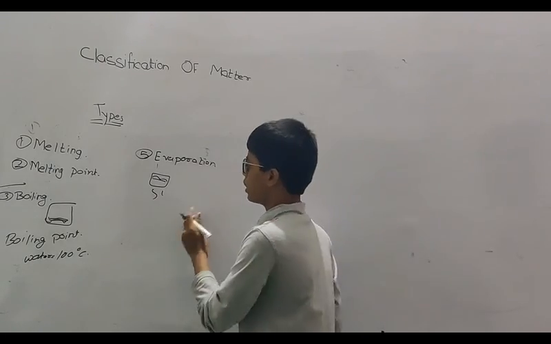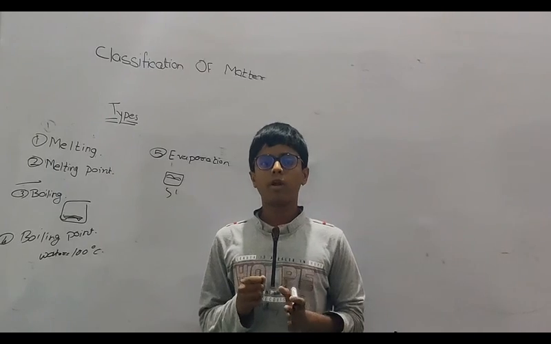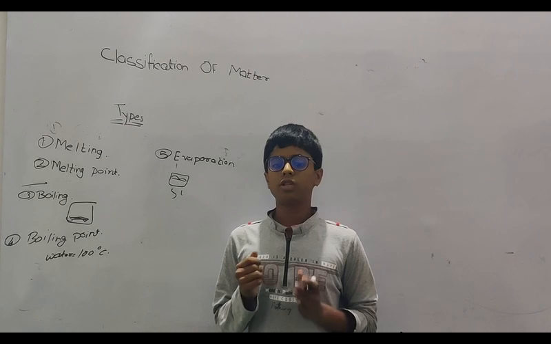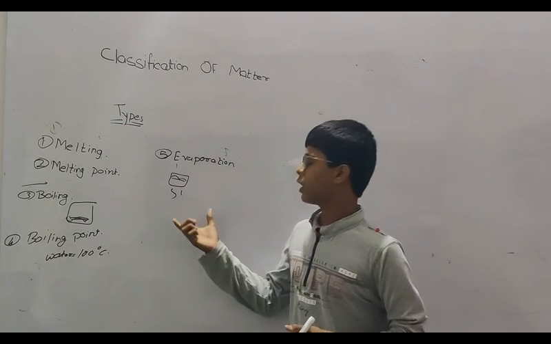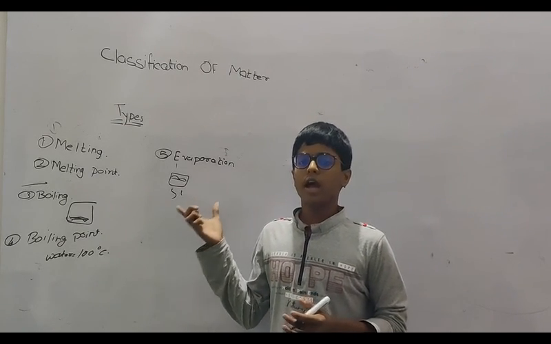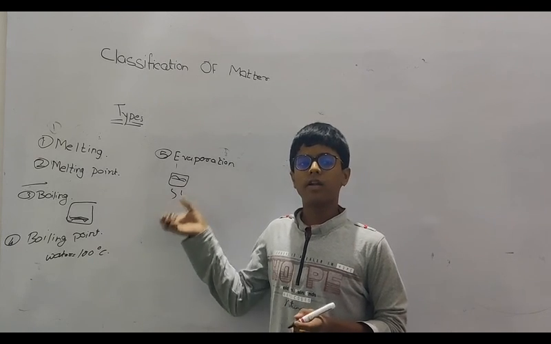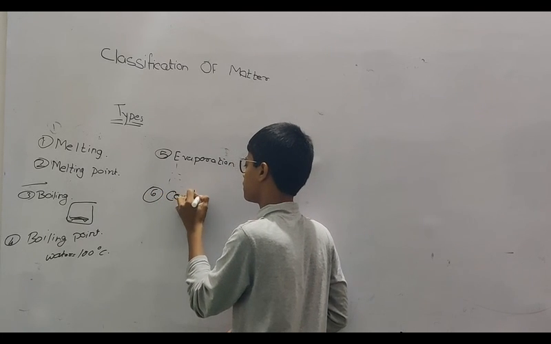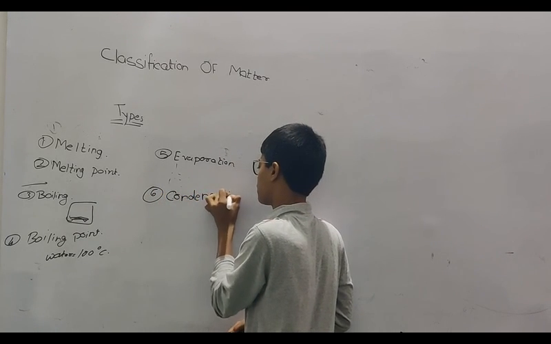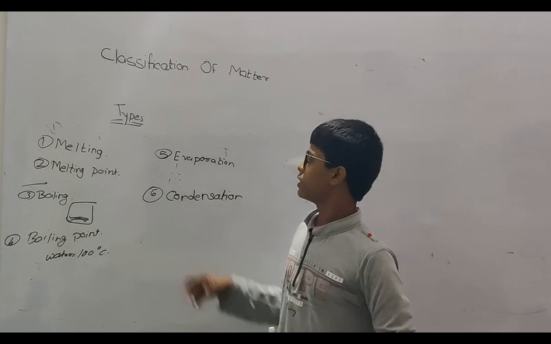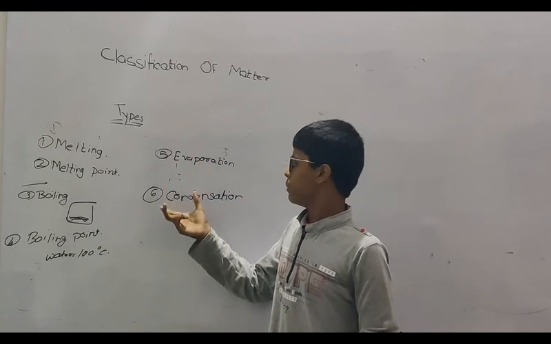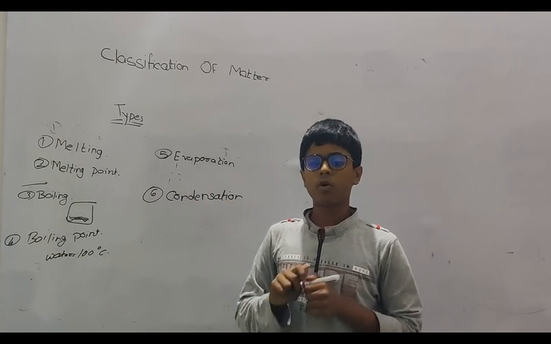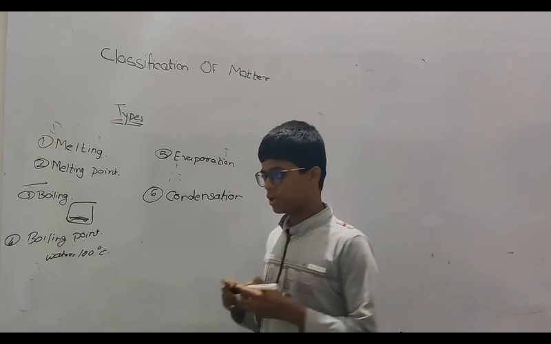For example, seawater evaporates due to the sun's heat. Water on the surface of the sea and lakes evaporates and changes into vapor, and after that it condenses. The sixth is condensation. What is condensation? Condensation means the vapors are converted into droplets due to cold temperature. This is called condensation.